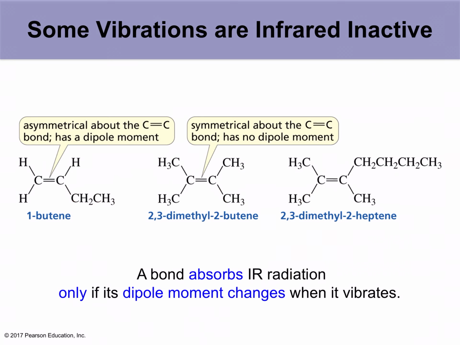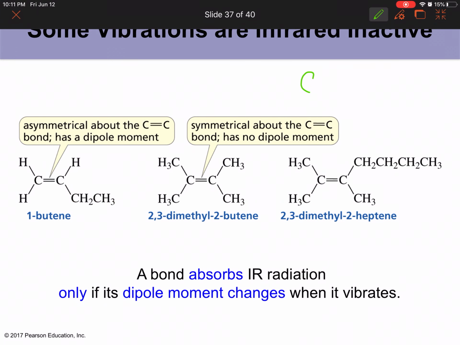Now, what about carbon dioxide? Do you think carbon dioxide will give us an IR spectrum? So if you draw the carbon dioxide Lewis structure, it is like this.